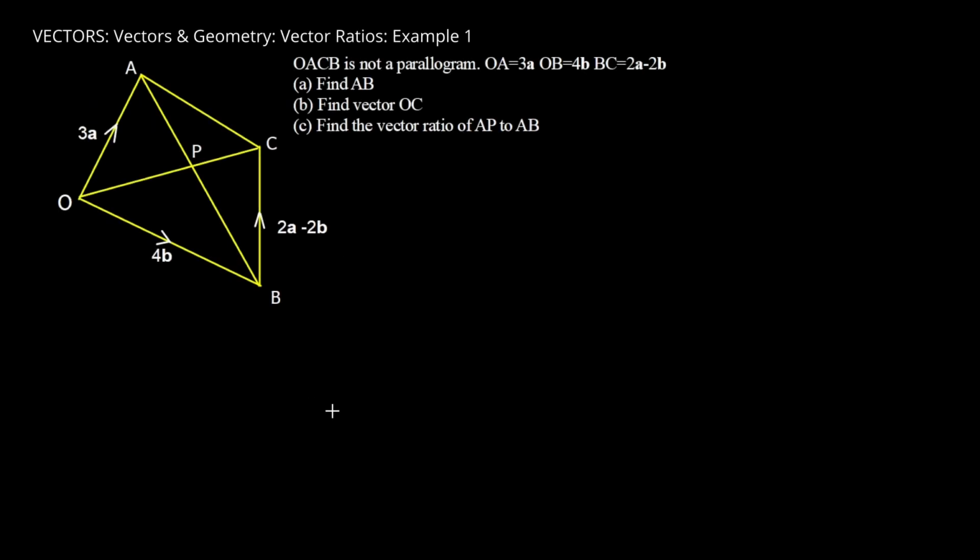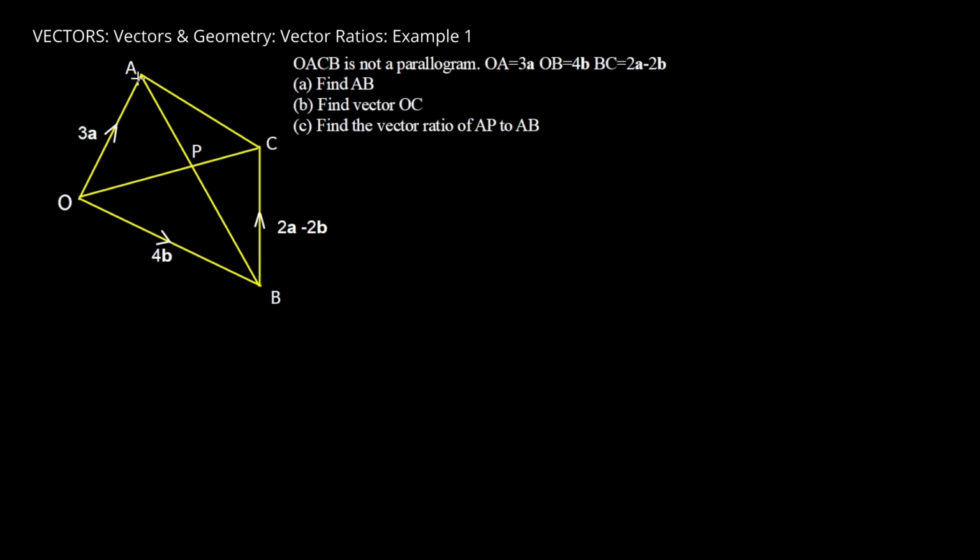Okay, we've got a vector ratios question here. Parts A and B you'll find are quite straightforward, but part C involves this idea of vector ratios, so we'll have a look at that in slightly more detail. Let's have a go. Our first mission is to find AB, so the journey down here, A to B.